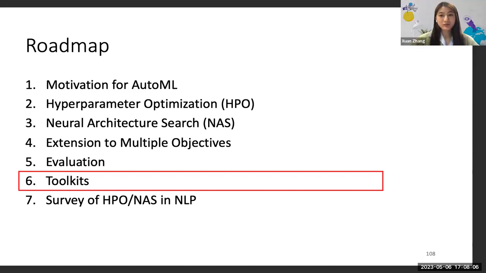Okay. In this section, we'll dive into the AutoML software implementation. And we'll start by introducing some existing AutoML toolkits, and then move on to a case study of a software solution we have developed ourselves. I hope this will give you a rough idea of how easy it is to integrate AutoML into your own workflow.